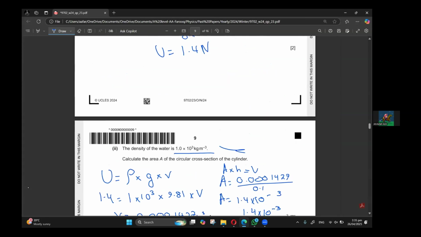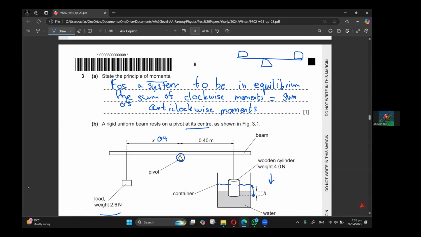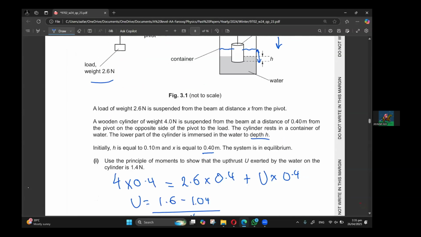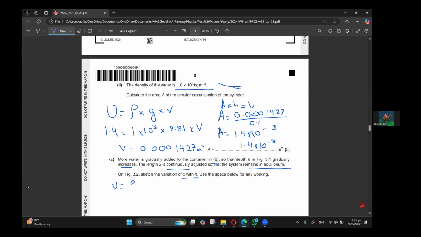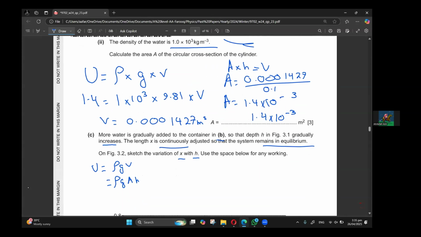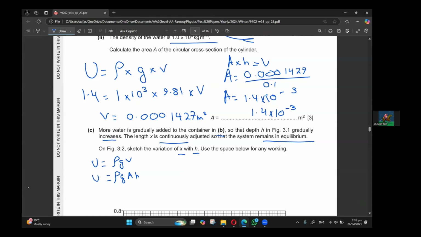Okay, so this is a very fun question, Hamza. So if we see that upthrust is equal to rho g V, if we use the formula of volume, rho g area into h, rho g area into h is equal to upthrust.